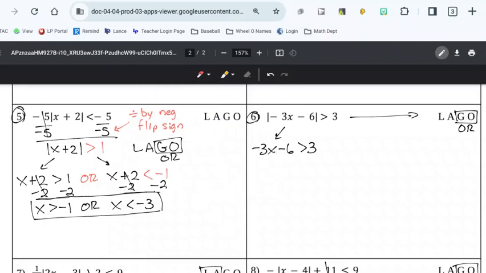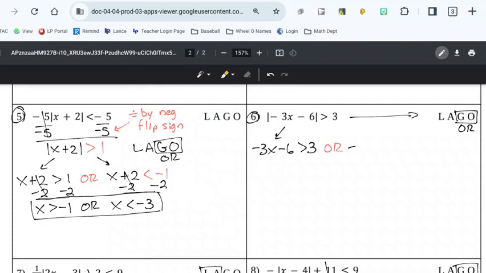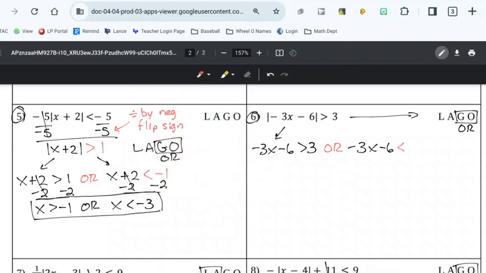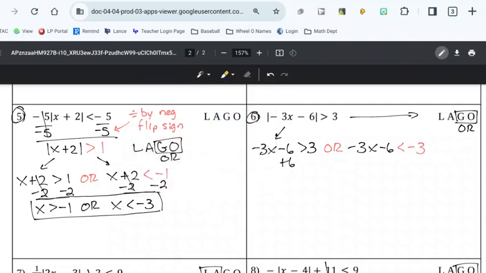And we say OR negative 3x minus 6. And again, we need to flip the sign to make it a less than, and make that 3 a -3. And now we can solve. Add 6 to both sides. -3x is greater than 9. Divide by -3.